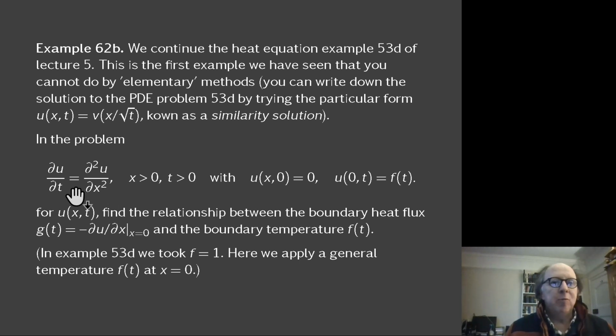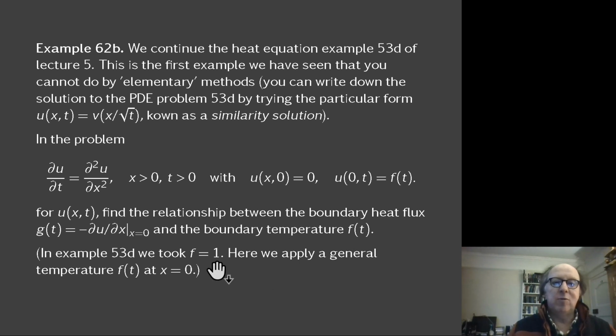Alright, so what was the problem? It was the heat equation, du by dt equals d2u by dx squared, x and t both positive. You start off with 0 initial temperature, and you put on a temperature f of t at the left-hand end, x equals 0, so u of 0 and t is f of t. And then what you want is the relationship between the boundary heat flux, which is minus du by dx, evaluated at x equals 0, that's what we call g of t, and the boundary temperature f of t.